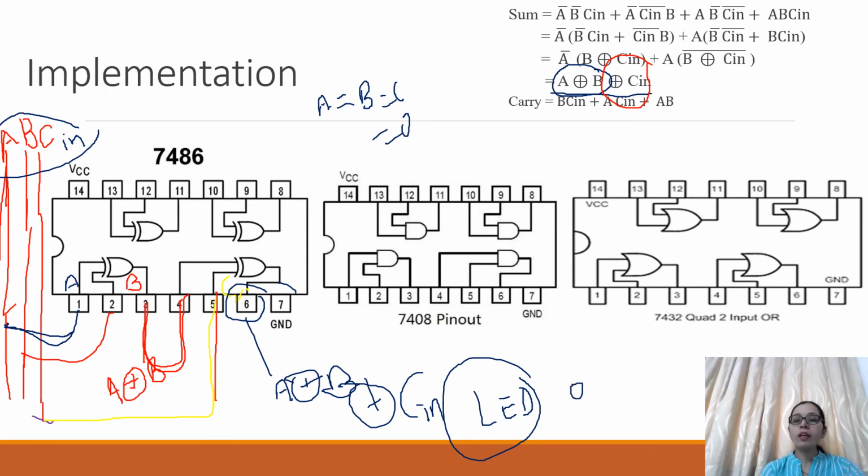Sum is 0, therefore LED will not glow. Similarly, suppose another combination you want to test is A is 1 and B and C are 0. So now A will be connected to 1 and B and C will be connected to 0. So XOR output, that is 1 XOR 0.